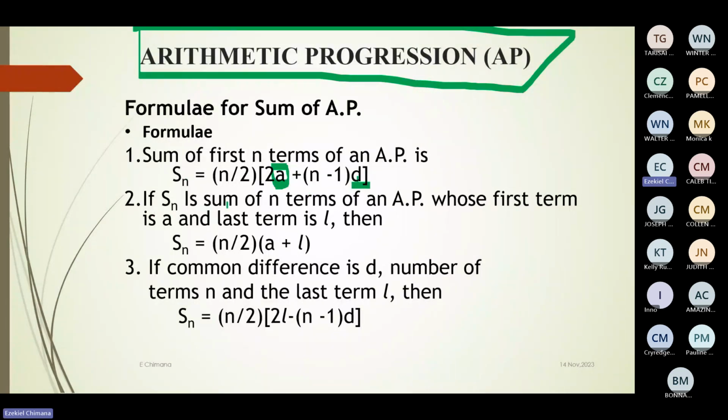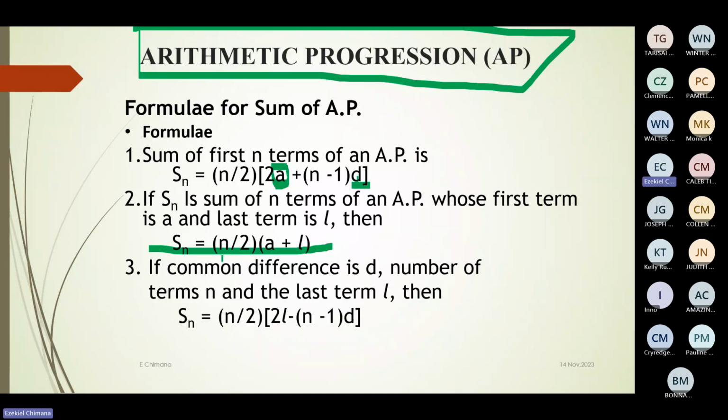If Sn is the sum of n terms of an AP whose first term is a and last term is l, then you can also use n over 2 times a plus l. In other words, sometimes you can be given the last term and the first term, and you'll be asked to find the sum to n. You can use this formula where you do not have this d, the common difference. You might not be given the common difference, so you can use this formula for the sum to n.